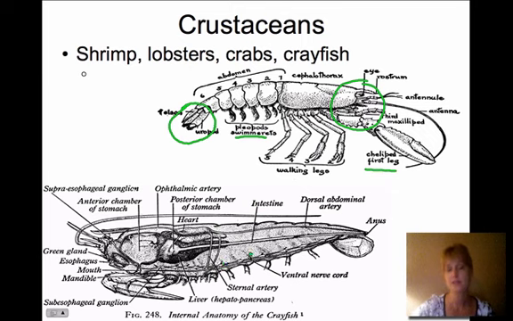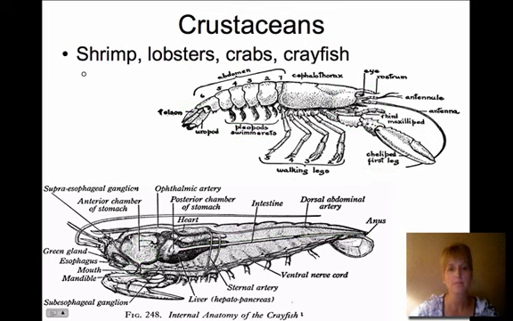Now, as far as their internal anatomy, we see an increasing complexity. So they have a mouth, and it leads to an esophagus, and then to a rather large stomach. That stomach leads to an intestine, and you'll see that intestine moves all the way through the crayfish and to the anus, where it excretes wastes.